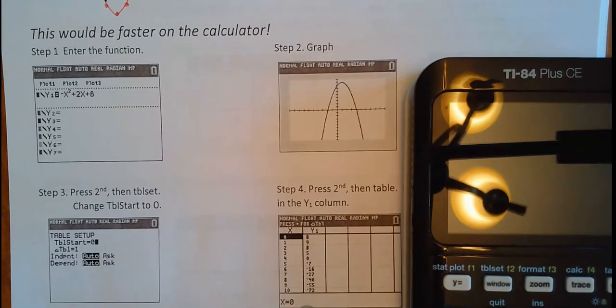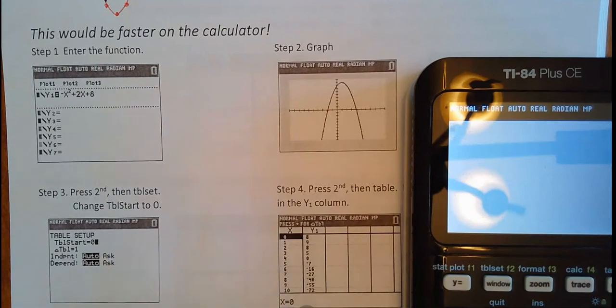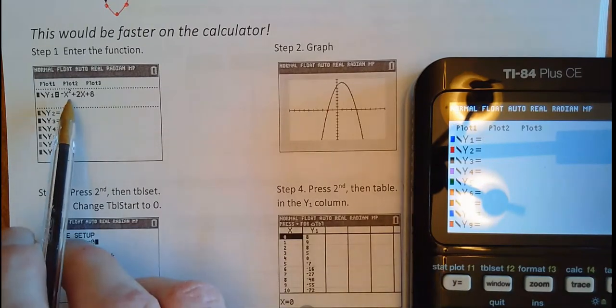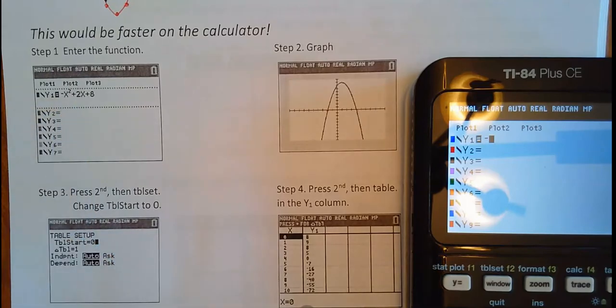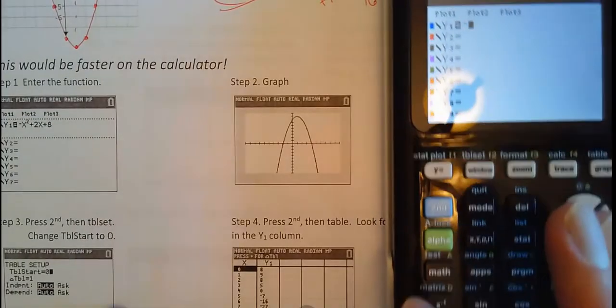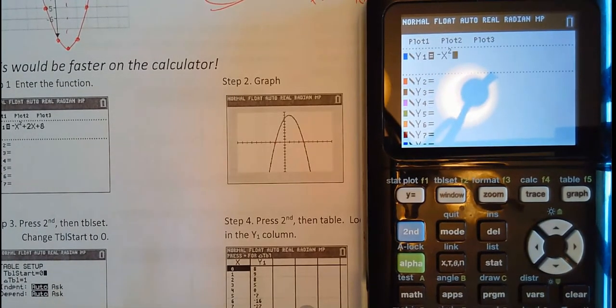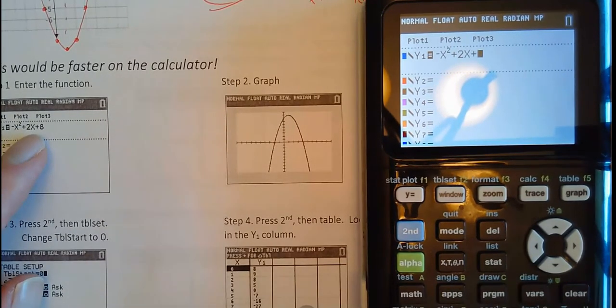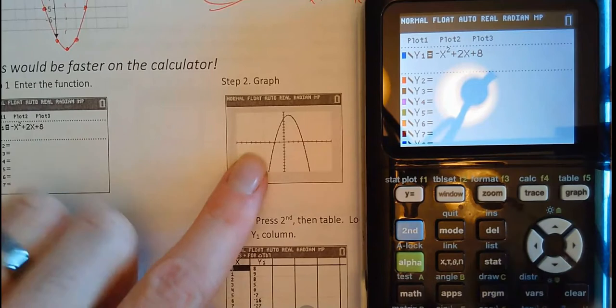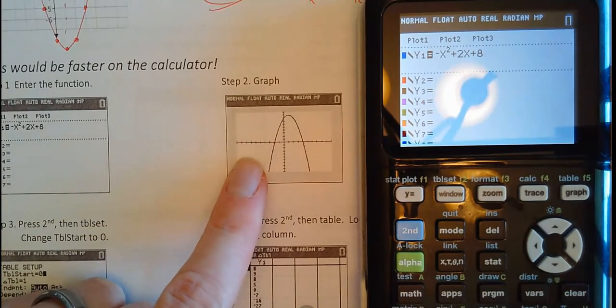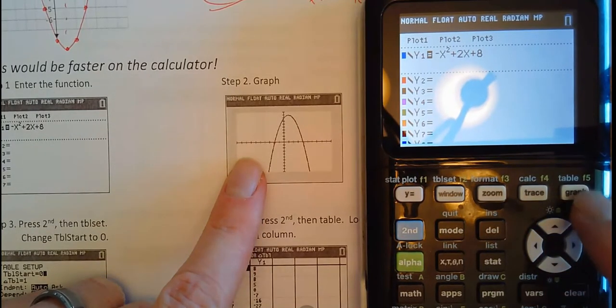So here's probably your original screen. If I turn it on and push the Y equals, and in the first spot, type in your equation. So negative, and then use this for x, negative x squared plus 2x plus 8. And then step 2 says to graph it. So what you want to do, you want to push the graph button, graph.